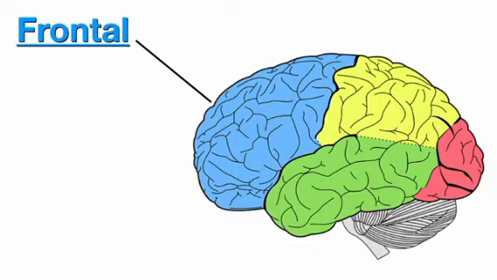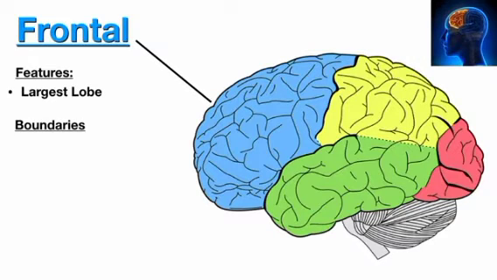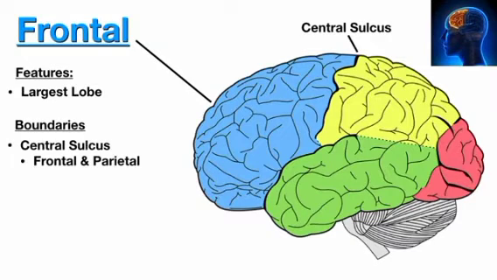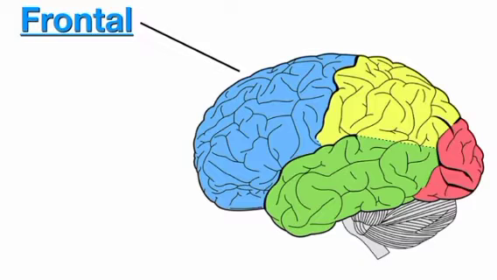We're now going to walk through the anatomy and functions of each lobe, starting with the frontal lobe. As the name suggests, the frontal lobe is located in the front of the brain. The frontal lobe is the largest lobe in the cerebral cortex. There are a couple boundaries that separate the frontal lobe from the parietal lobe in yellow and the temporal lobe in green. The first one is the central sulcus. This is the sulcus or groove that will separate the frontal lobe from the parietal lobe. The second one is the lateral sulcus, also known as the sylvian fissure, and this will separate the frontal lobe from the temporal lobe.